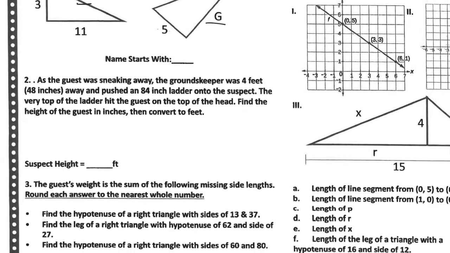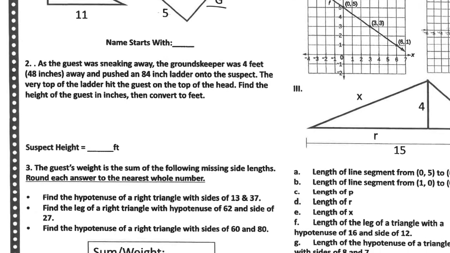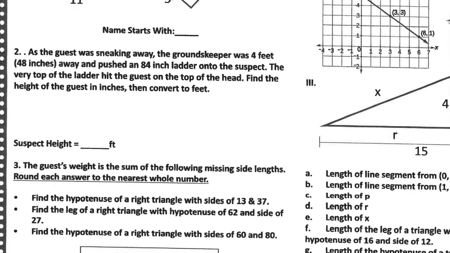The second one will tell you how tall the suspect is. The groundskeeper was 4 feet away, which is 48 inches, and pushed an 84-inch ladder onto the suspect. The very top of the ladder hit the guest on top of the head. So what that makes is a right triangle. He's 4 feet away, which is 48 inches, and the ladder is 84 inches. It's falling down onto the guy's head. So you want to find how tall he is in feet.